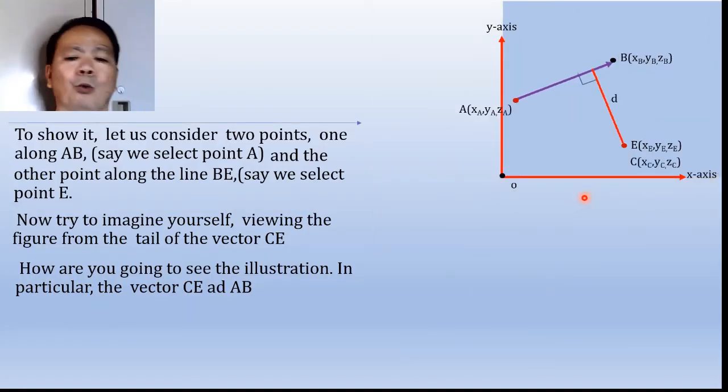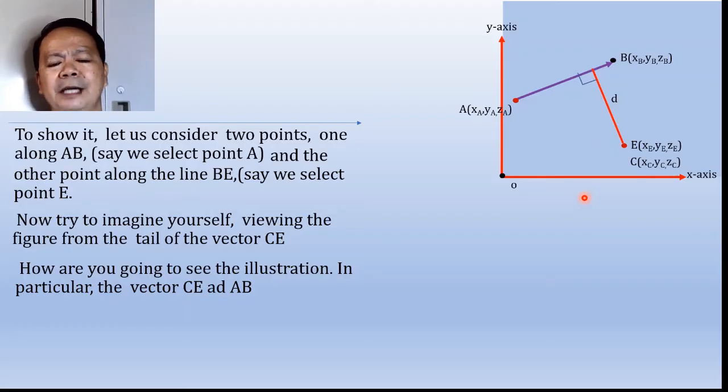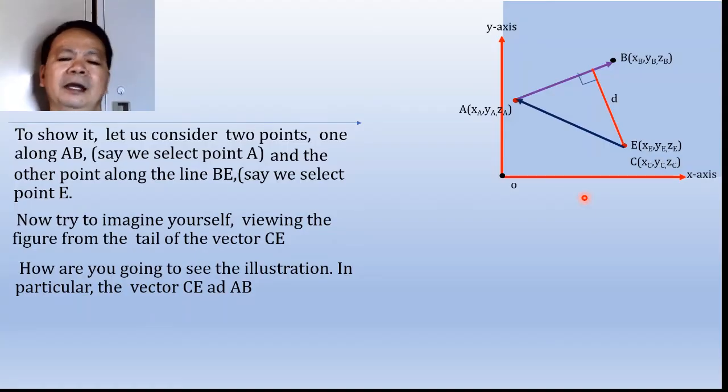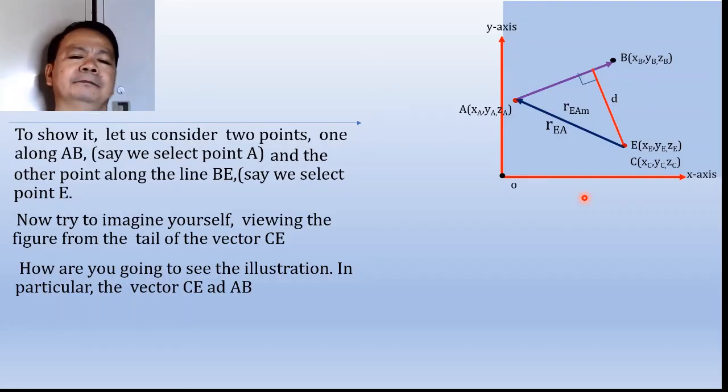Now, what is the vector EA that we have just shown a while ago? The vector EA is this vector that connects E and A. This is our R_EA, or we will be calling it the position vector of point A referred from E. And this would have a magnitude equal to R_EA.